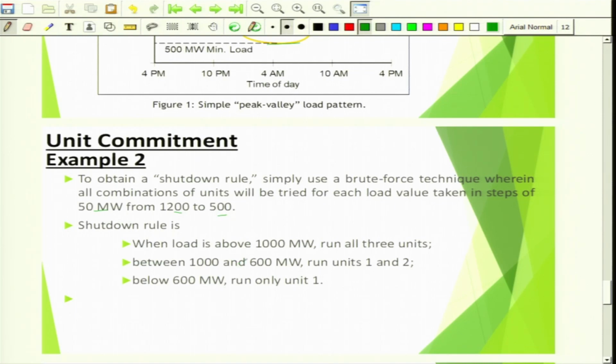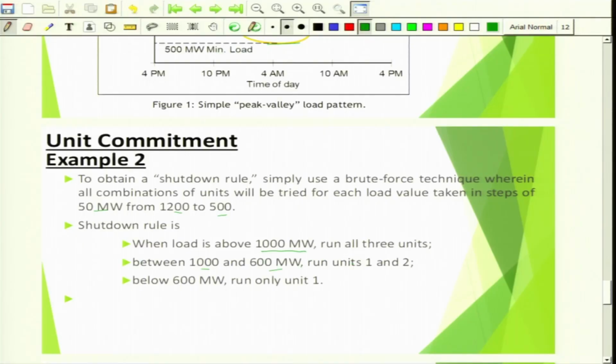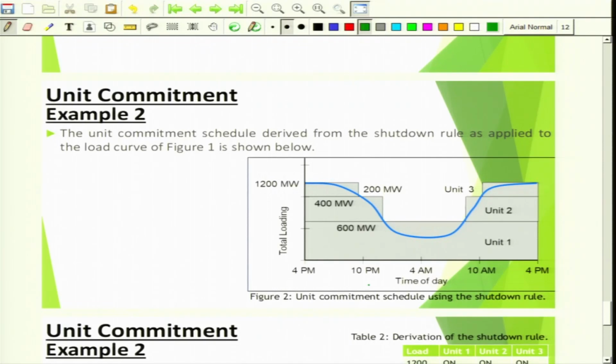The shutdown rule is: when load is above 1000 megawatt, because this is the maximum load, you need the support of all 3 generators. Run all 3 units. If it is in the range of 1000 to 600, then only 2 units are sufficient. If it is below 600 megawatt, possibly you can operate with just 1 unit. So the unit commitment schedule derived from the shutdown rule as applied to the load curve of figure 1 is shown below.